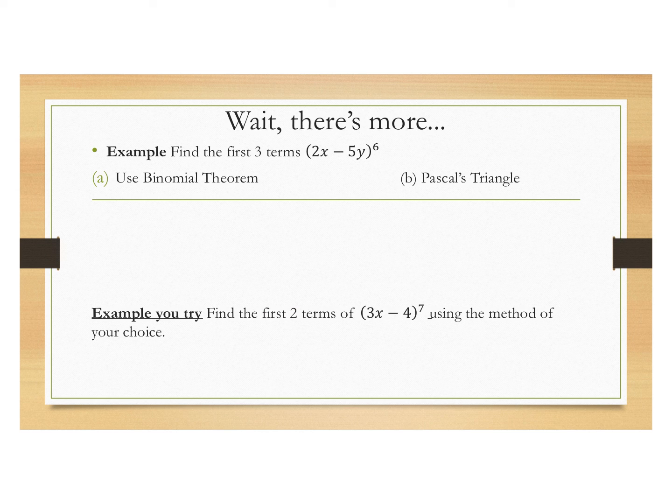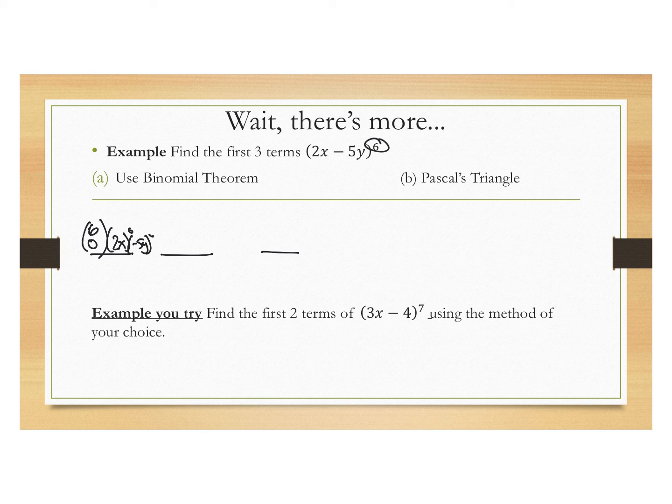So if we look at our next type of question, it says we're going to find the first 3 terms of this expansion, and we're going to use binomial theorem, and we're going to use Pascal's triangle. So binomial theorem, obviously we're going to have our 3 blanks, and because our degree is 6, remember we'll start off with 6 choose 0, and we will have 2x to the 6th times negative 5y to the 0.